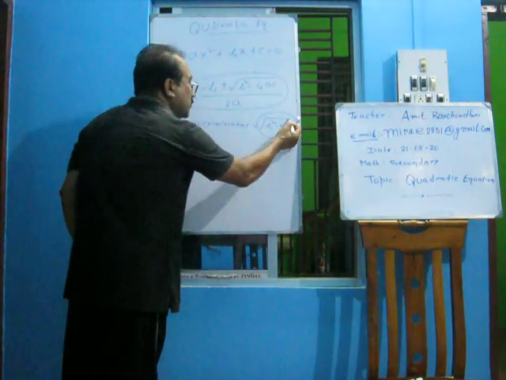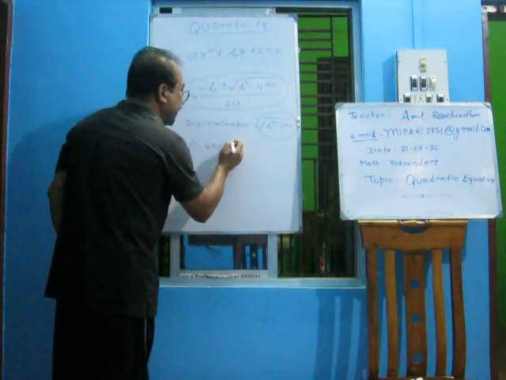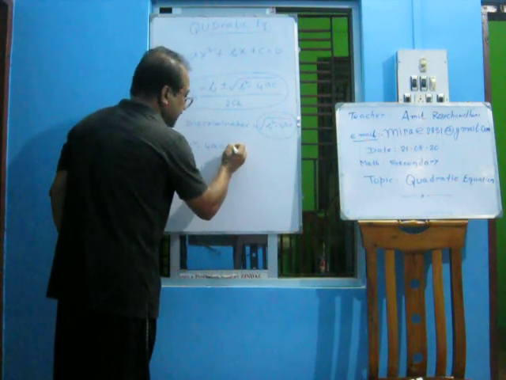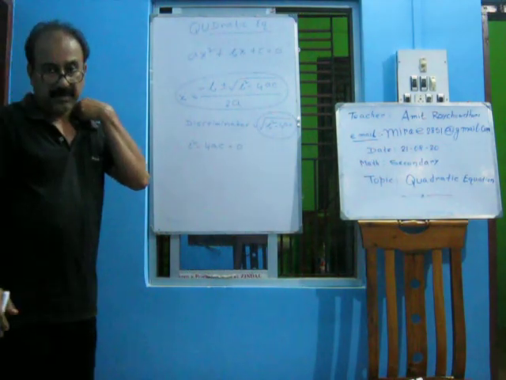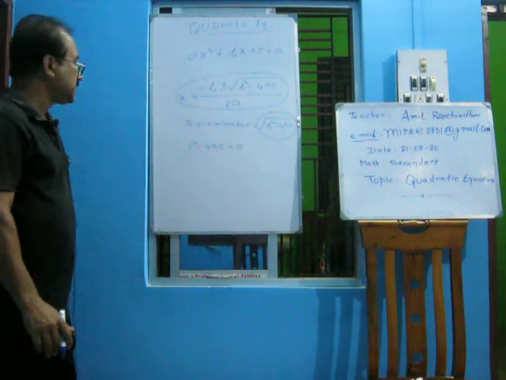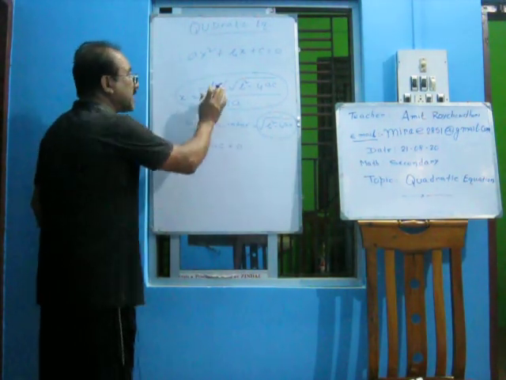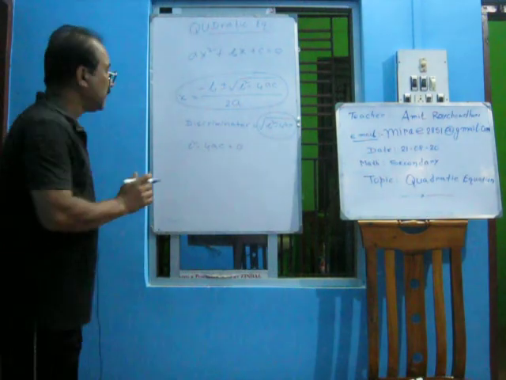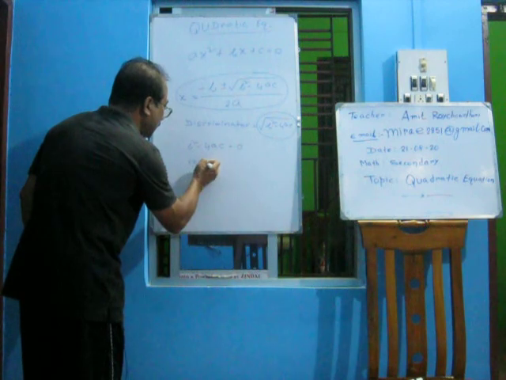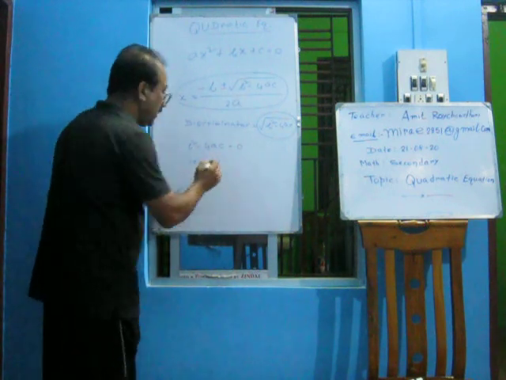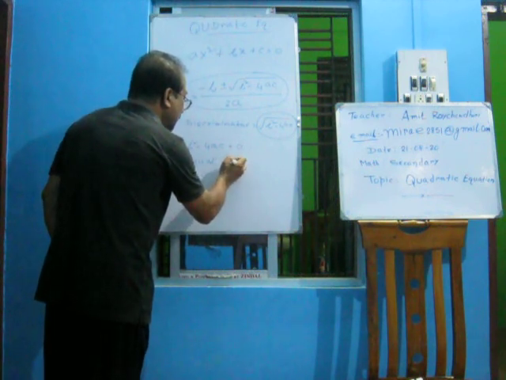So if this b square minus 4ac is equal to 0, what will be the conclusion? The conclusion is, if b square minus 4ac equal to 0, then the two results will clearly be equal and real.